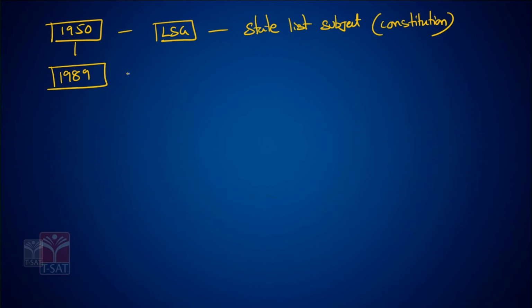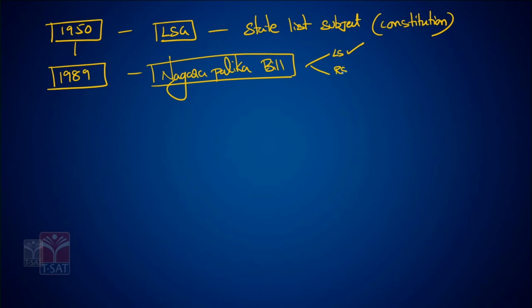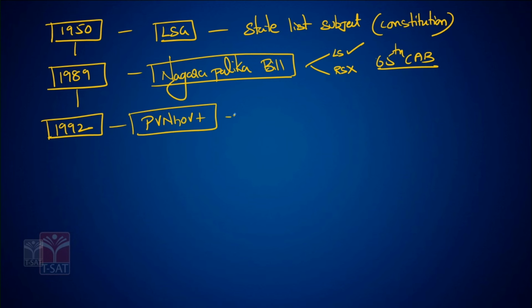Next, what happened? Very important. In 1989, under the recommendations of LM Singhvi committee, the 65th Constitutional Amendment Bill called Nagara Palika Bill was initiated in the Parliament, passed in Lok Sabha, rejected in Rajya Sabha. This is called the 65th Constitutional Amendment Bill. Then we have 1992, the P.V. Narasimha Rao government initiated and passed the 74th Constitutional Amendment Act.